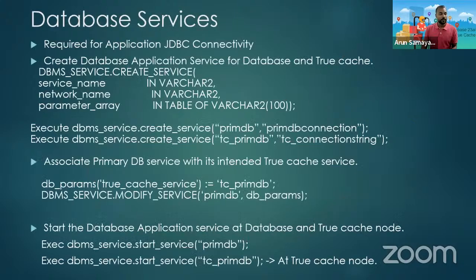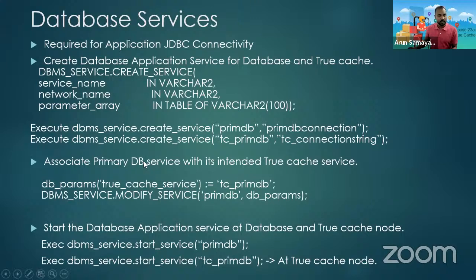These are for the database services. Basically, these are required for the application JDBC connectivity. The way we do it is we use DBMS_SERVICE.CREATE_SERVICE to create the services required for this, and we associate the primary database service with its TrueCache service. This is all the service configuration that is required, and we will be using this specific set of commands to set those services up.